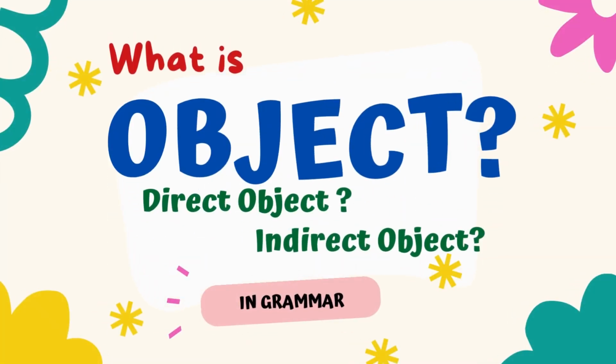And in today's lesson, we are going to learn about object and its two further types, direct और indirect object. Basically ये बहुत आसान concept है, बहुत basic है, but sometimes the students get confused.